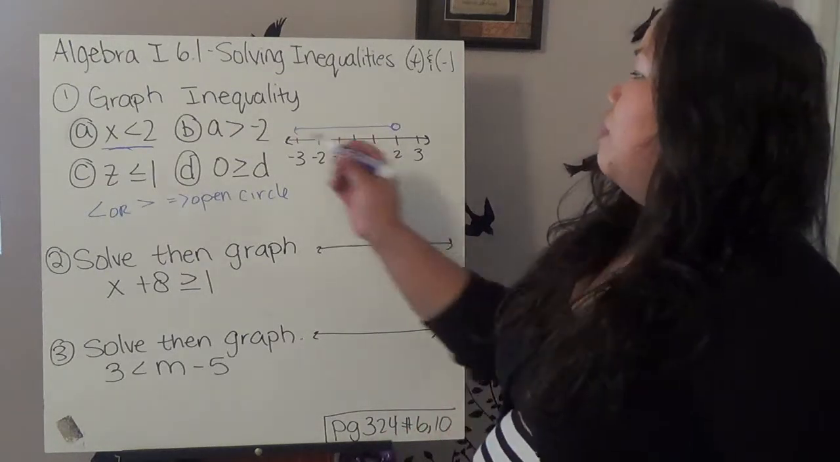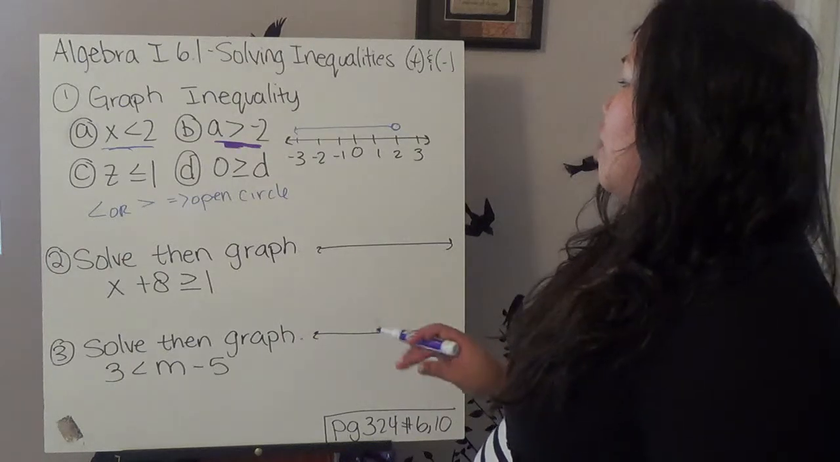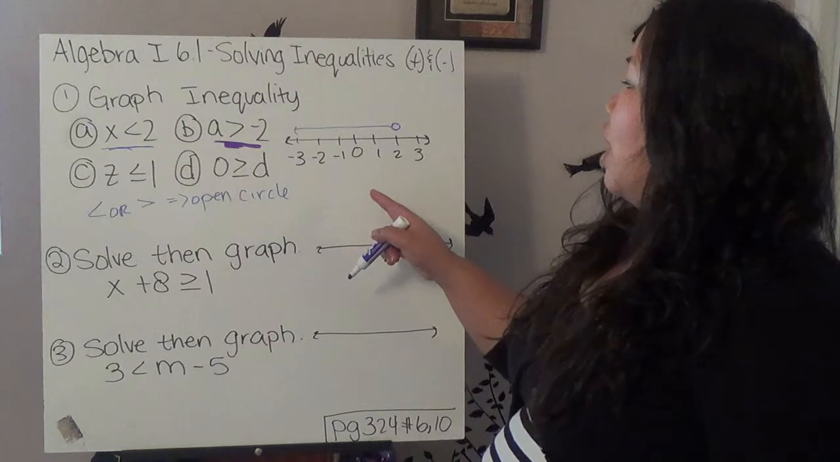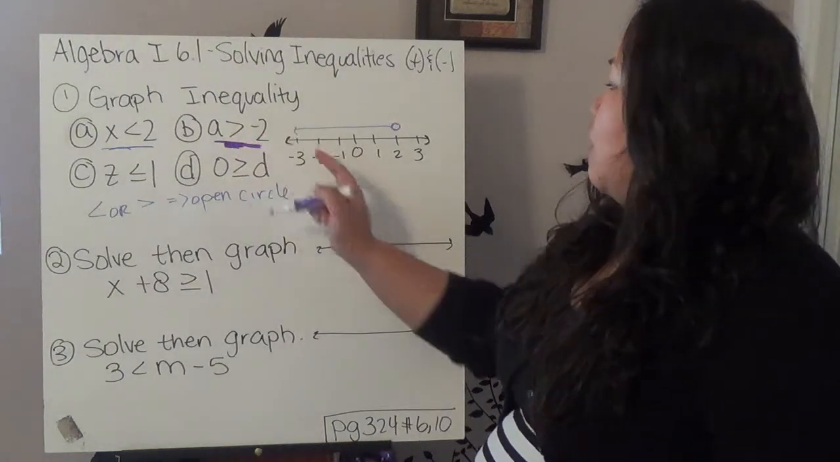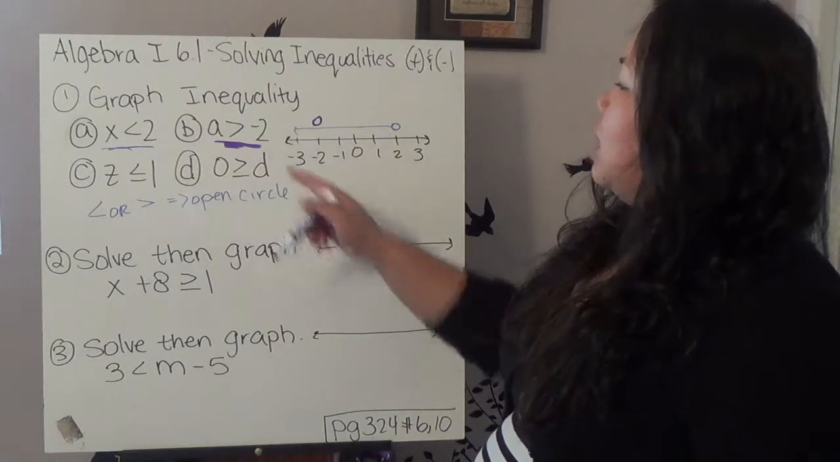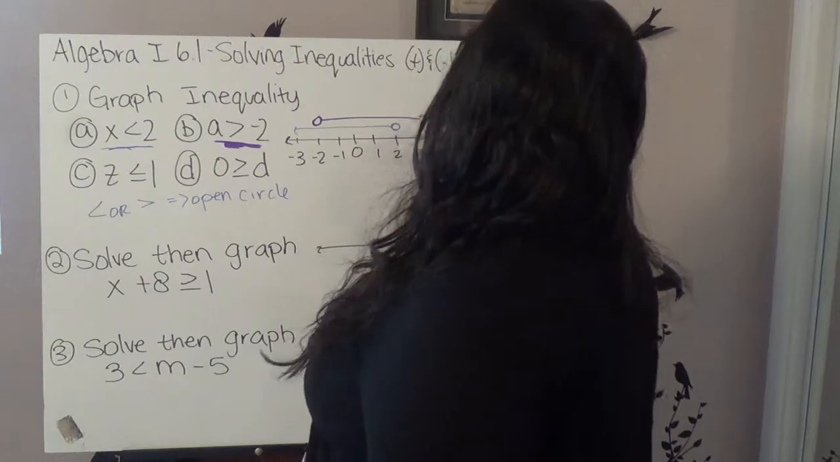The next one is similar. It's also an open circle because it doesn't have an equal to sign. So basically I'm going to find -2 right here. An open circle, but this time a is greater than, so I'm going to choose all the numbers that are bigger than -2.